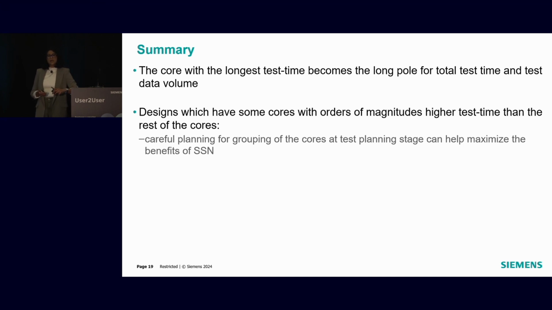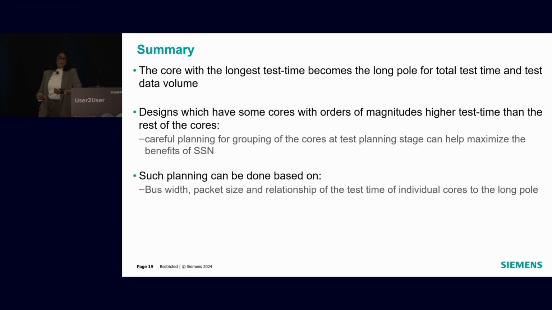So for designs which have some cores with orders of magnitude higher test time than the rest of the cores, do careful planning. I said, look at your bus width, look at your packet size, look at how that multiplier is going to play if you have an extreme core in the mix with the other cores being retargeted for test. And such planning is based on bus width and packet size, which were the 2 major factors contributing to that multiplier which we kept talking about, and the relationship of the core under test, its test time, to the problem bucket, the problem bucket child, right?